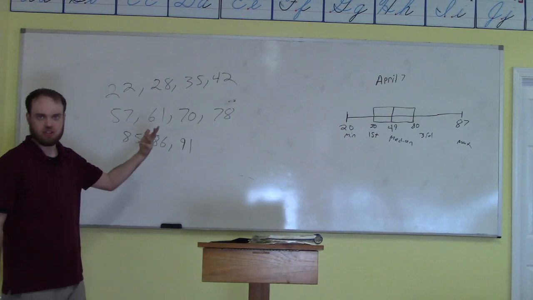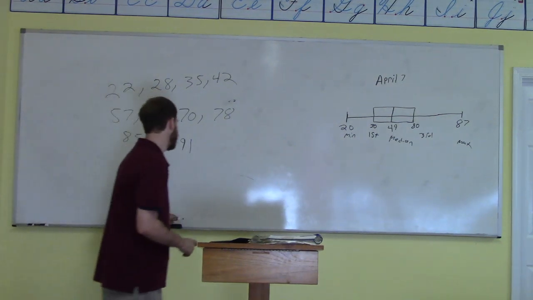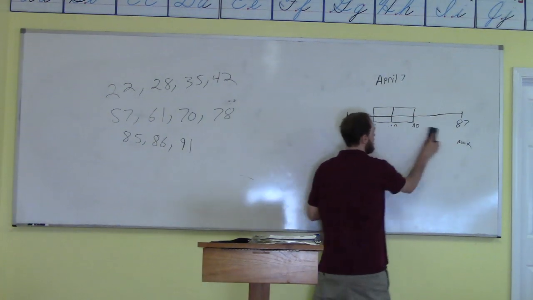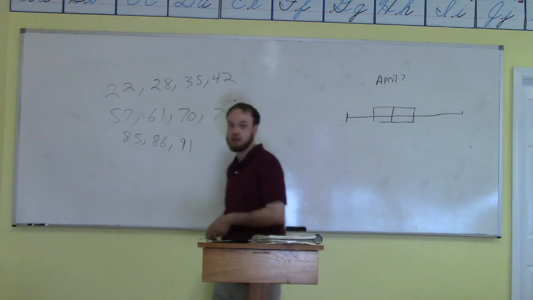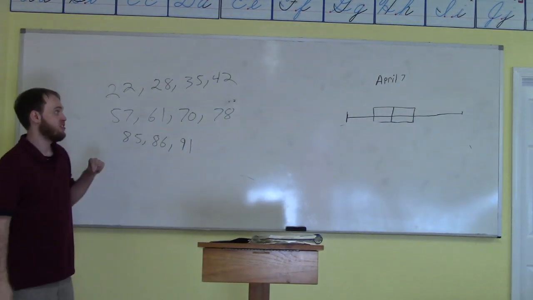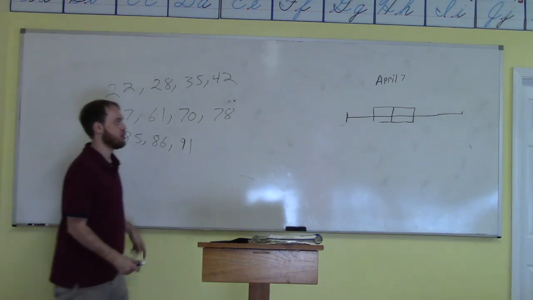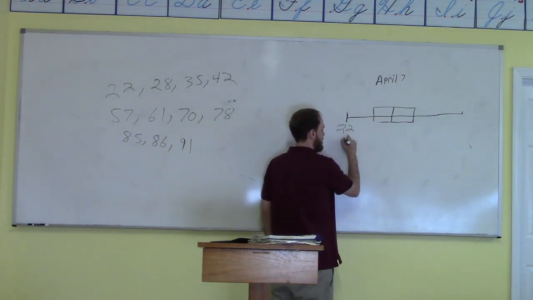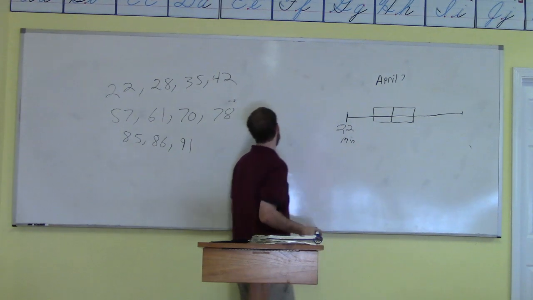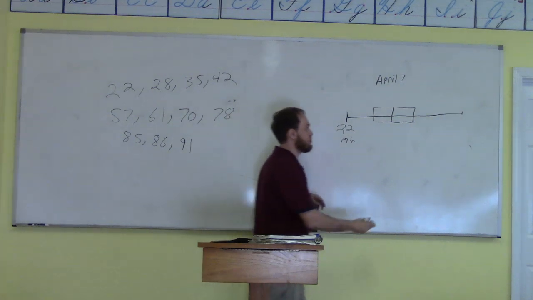They're already written least to greatest, so that's step 1, get them written least to greatest. Okay? Step 2 is I can go ahead and tell what the minimum and maximum is. And so this would be the minimum. So 22, I can go ahead and write in my box and whisker as my minimum. My maximum is 91, so I can go ahead and write 91 as my maximum.